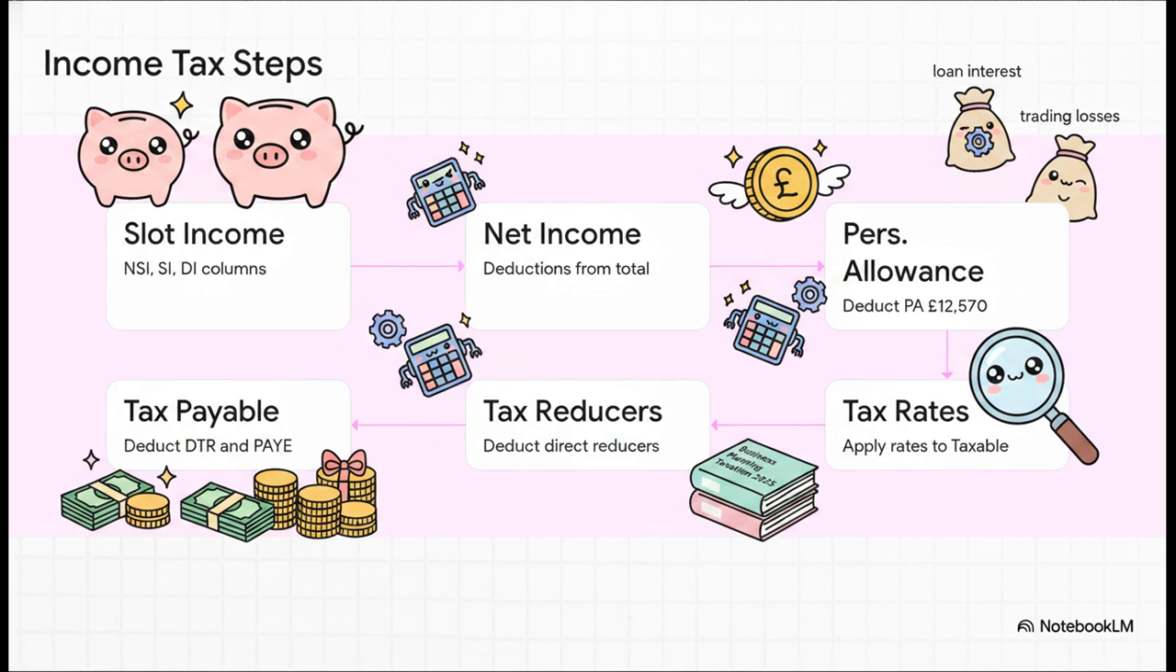First, you slot your income. Second, you calculate your net income by applying deductions. And remember, things like trading losses must go strictly against your non-savings income first. Third, you deduct that personal allowance. Fourth, you apply your tax rates to figure out the actual liability. Then, step 5, you subtract any tax reducers. And finally, step 6 is where you apply double tax relief to land on your final tax payable. You absolutely have to follow this exact order.